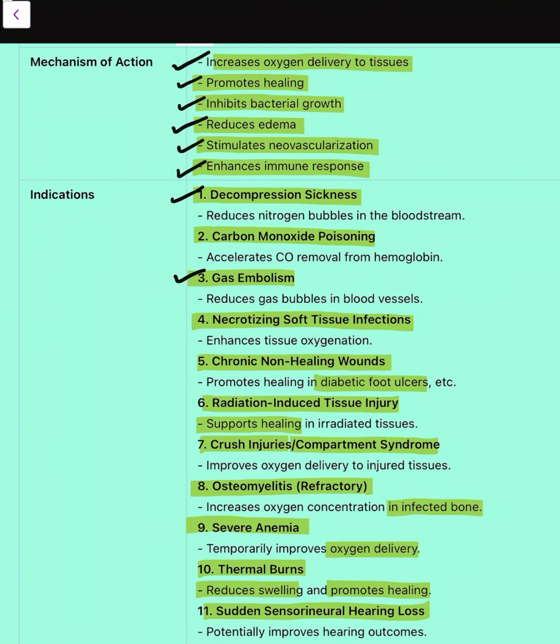Next is carbon monoxide poisoning. As we all know, carbon monoxide has a higher affinity towards hemoglobin, 200 to 300 times. So it displaces the carbon monoxide from the hemoglobin.